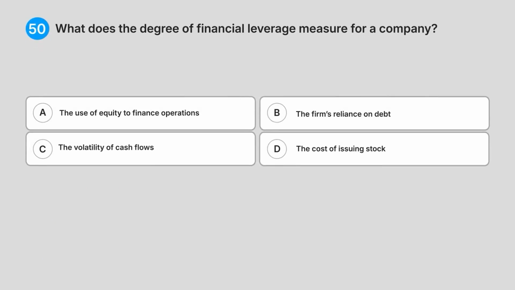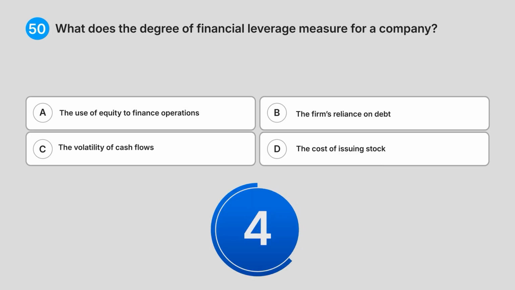50. What does the degree of financial leverage measure for a company? A. The use of equity to finance operations. B. The firm's reliance on debt. C. The volatility of cash flows. D. The cost of issuing stock. Can you guess the answer?